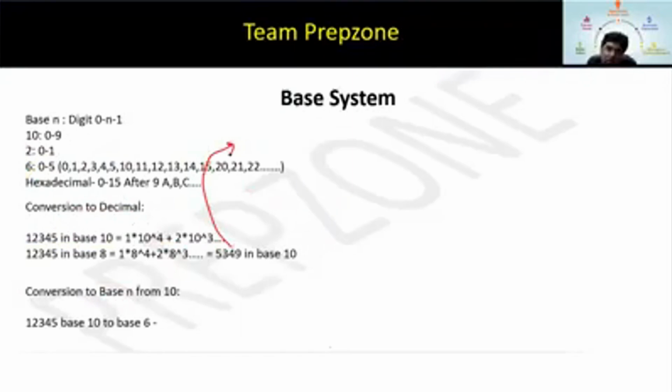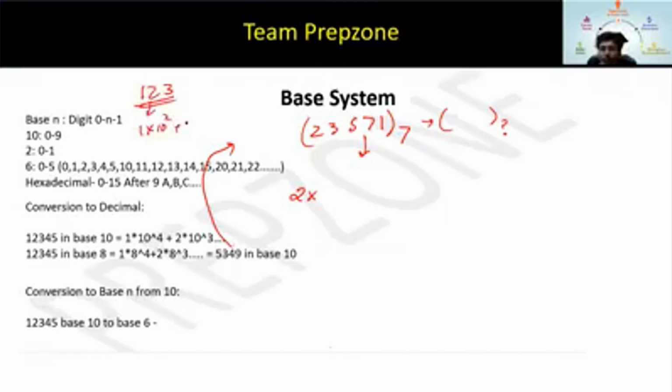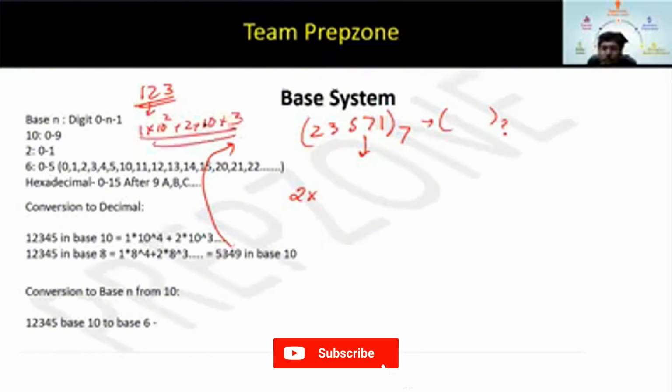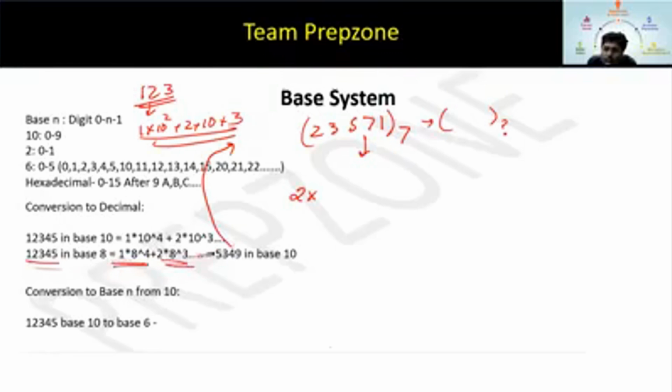See, Arpit, look here. Let's take another number. Let's take a number 23571. Okay, Arpit? Let's say this number is in base 7. I want to convert it to base 10. Right? So how can I do this? 2 into, see, okay, leave this number also. First, let's check 123. Can I write 123 as 1 into 10 square plus 2 into 10 plus 3? Can I do this, Arpit? A simple number in base 10, 123. So that's what I'm doing here. 1, 2, 3, 4, 5 was there. So 1 into 8 to the power 4 plus 2 into 8 cube and so on. Clear?